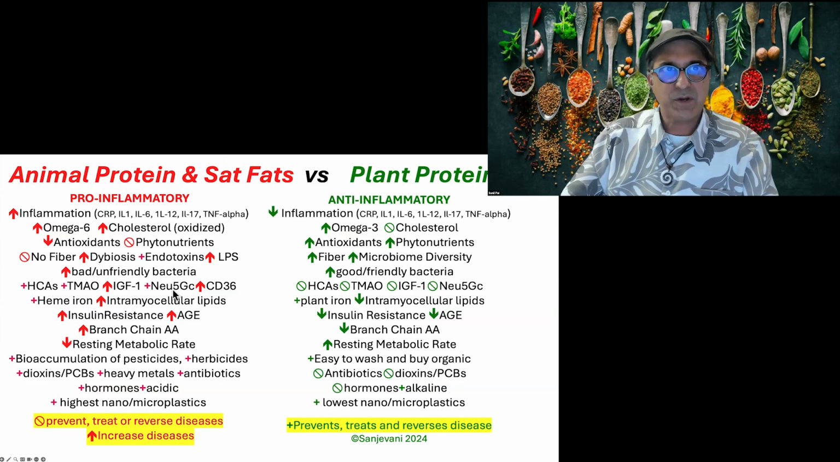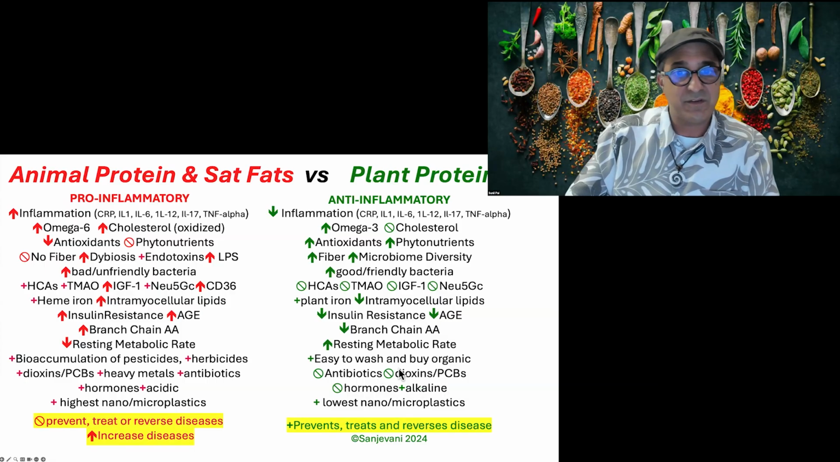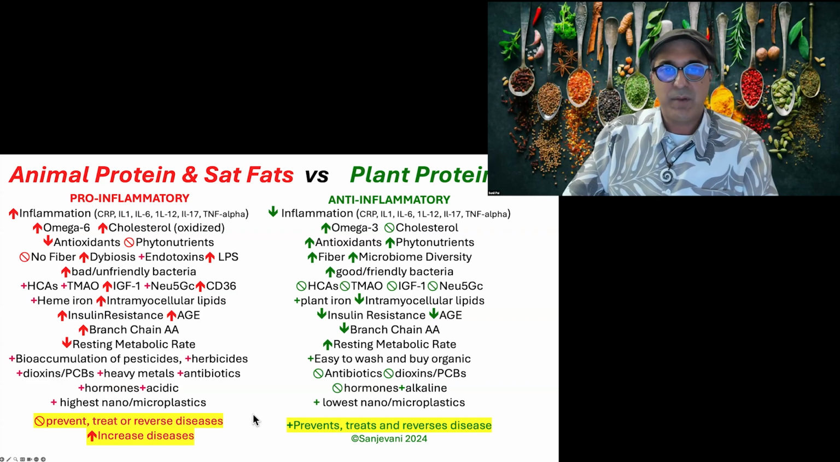Animal proteins and saturated fats are pro-inflammatory, and they increase all these problems, and they have higher contamination problems, and heart disease and cancer risk and all this stuff, lacking phytonutrients and antioxidants, with no fiber, for example. And plants are different. They have phytonutrients, fiber, they help your microbiome diversity, they lower blood sugar, they don't have cholesterol, they lower inflammation. You can get them cleaner. You don't have to worry about so much of the toxins, but still there's some in there. We're not free of it. But it prevents, treats, and reverses diseases.